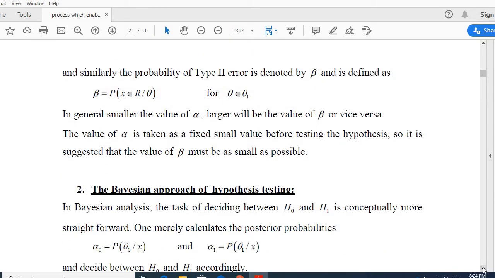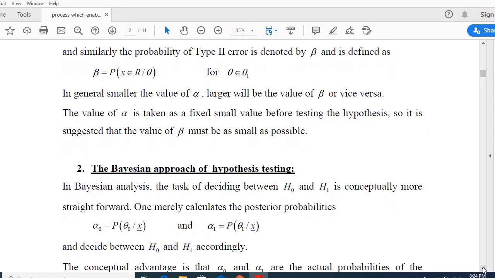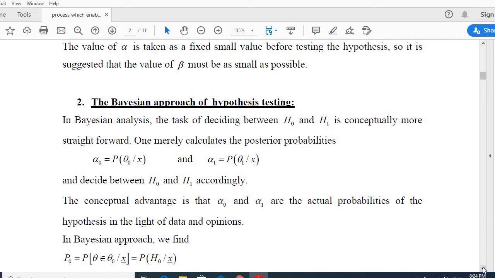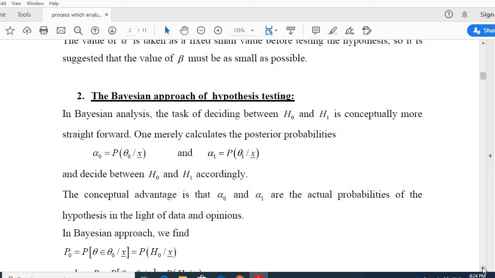The Bayesian approach of the testing of hypothesis. In Bayesian analysis, the task of deciding between H naught and H1 is conceptually more straightforward. One merely calculates the posterior probabilities alpha naught is equal to P(theta naught | x), where data x is given, and alpha 1 is equal to P(theta 1 | x), that is data is given, and decides between H naught and H1 accordingly. The conceptual advantage is that alpha naught and alpha 1 are the actual probabilities of the hypotheses in the light of the data and opinion.